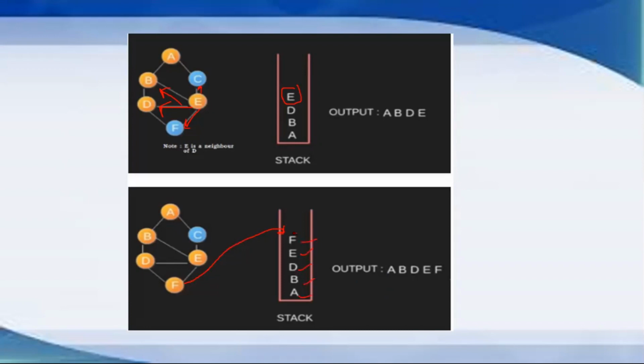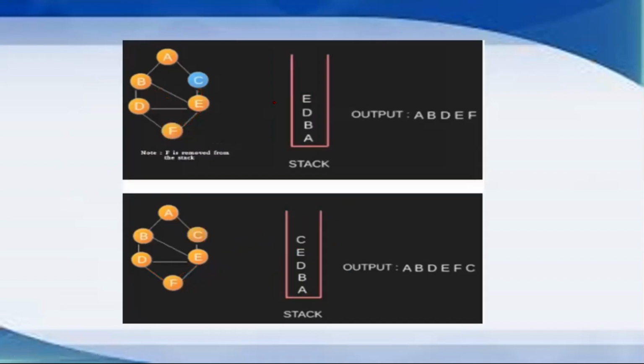Clear? Now we will see F. F's adjacent nodes are what? D and E. And I can see that D and E are already visited. But I have 6 vertices, and in the stack I have only 5 vertices. So one vertex remains to visit, right? So what we will do, we will pop out F. So F is popped out.